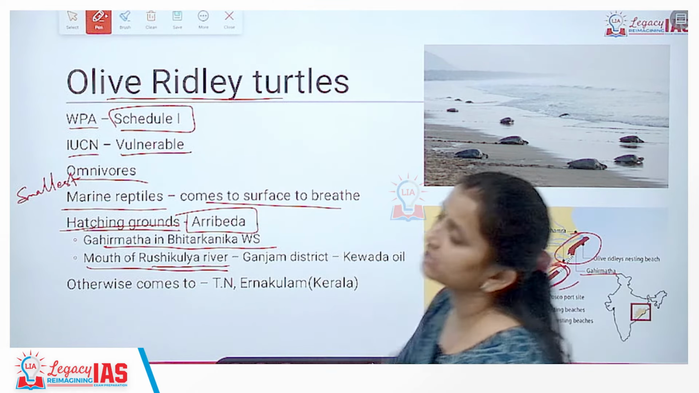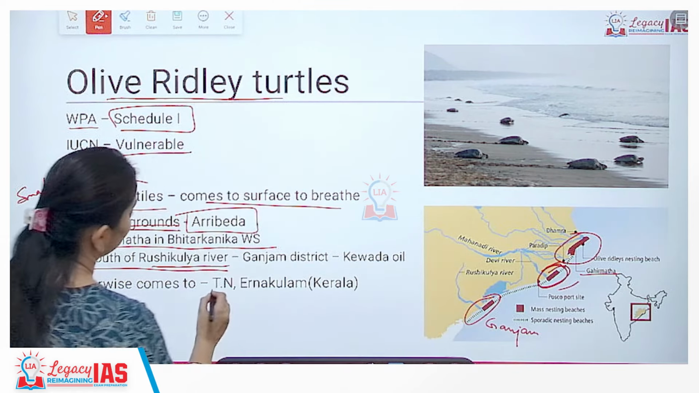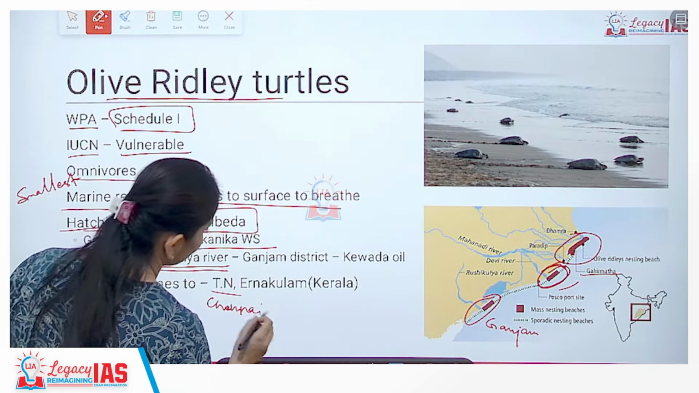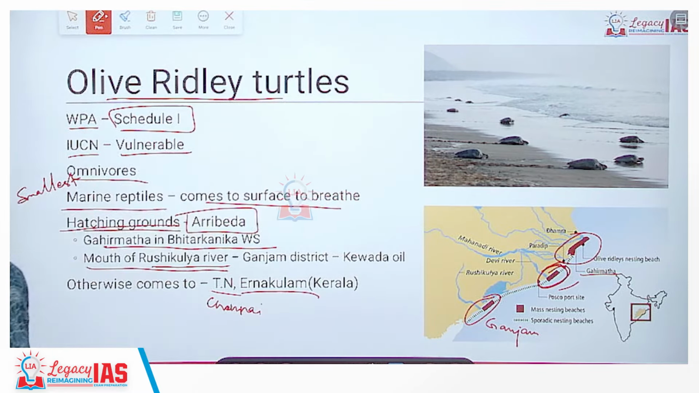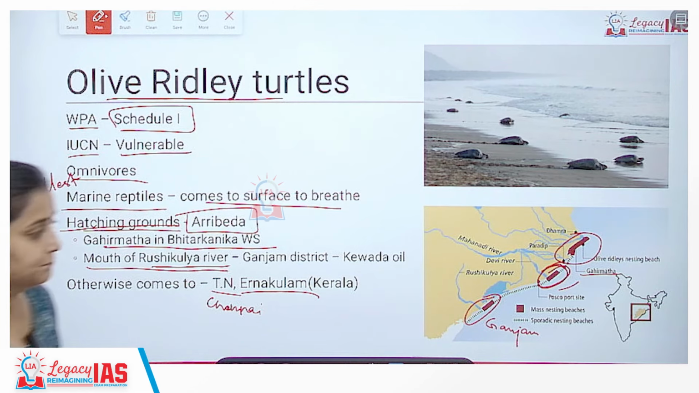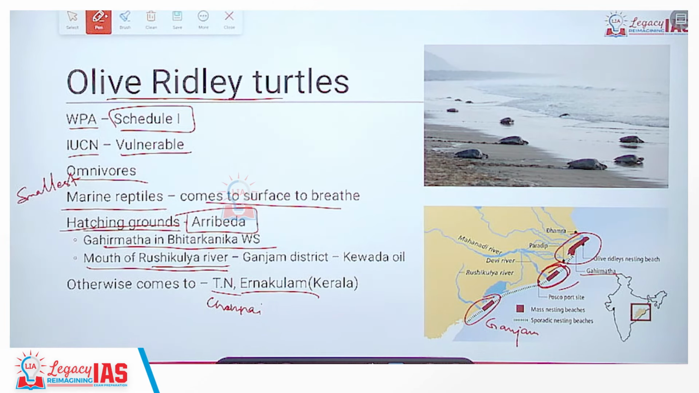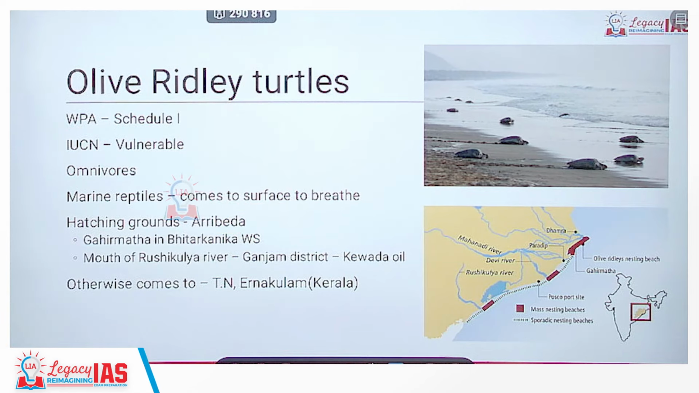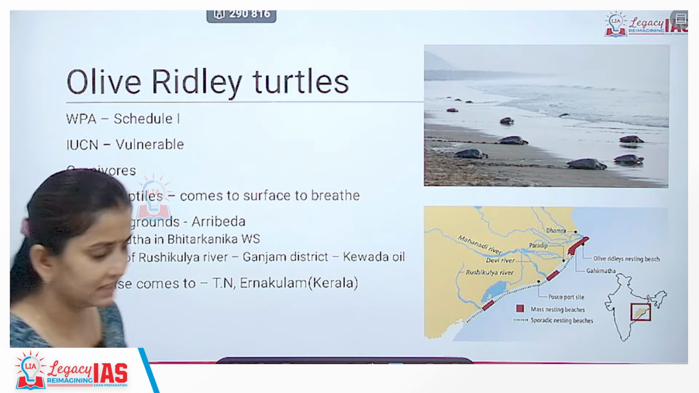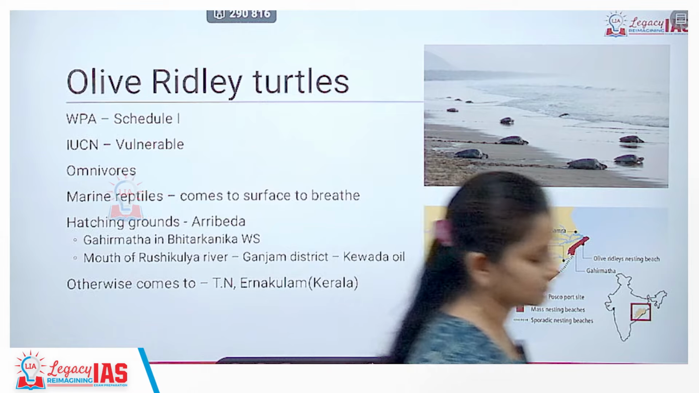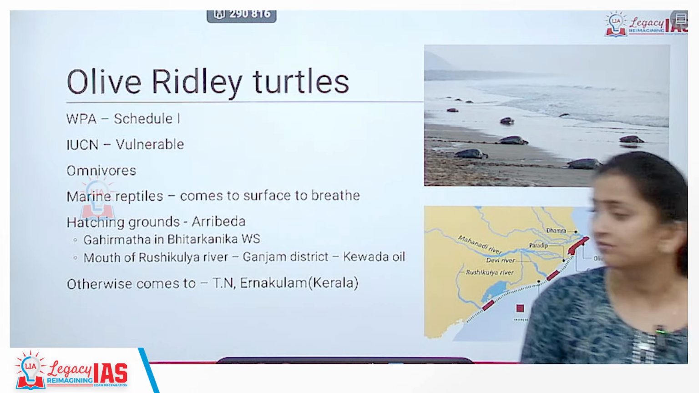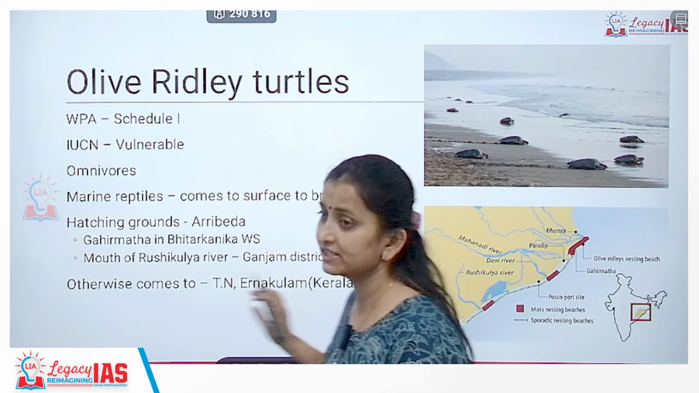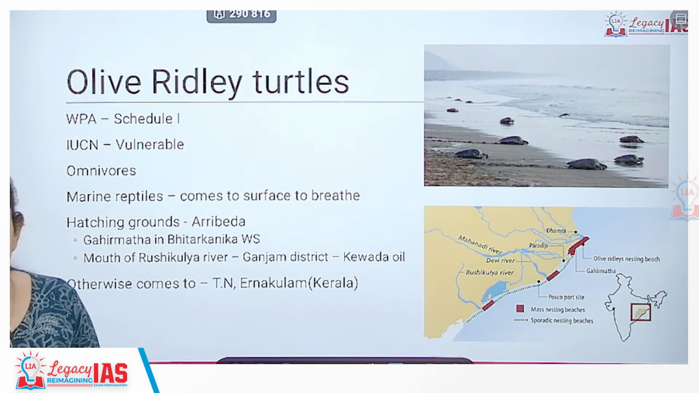But other than Odisha, they also come to Tamil Nadu, Chennai, where maybe they have started mass nesting. And in the Ernakulam region of Kerala also they have started to come. So this is the information that we need to know about olive ridley turtles. One more important piece of information is about the Ganjam district of Odisha: we have heard of Kewda oil, right? Kewda oil has got GI status from Ganjam district of Odisha.